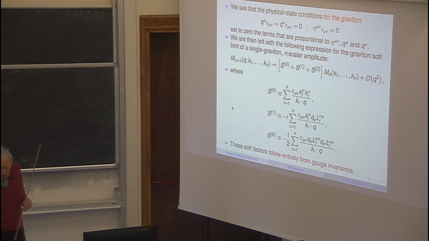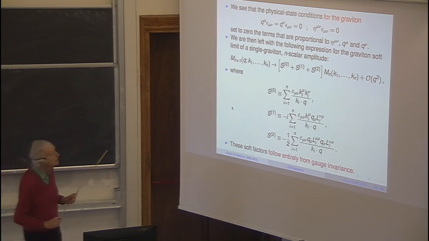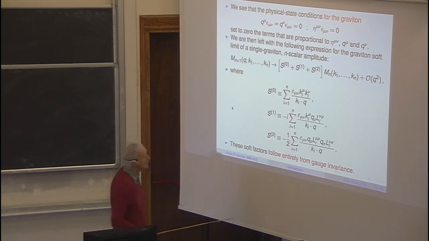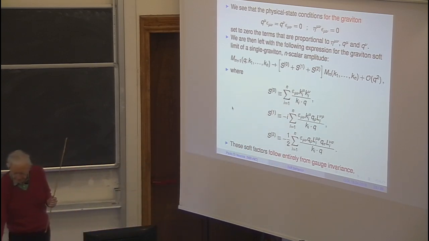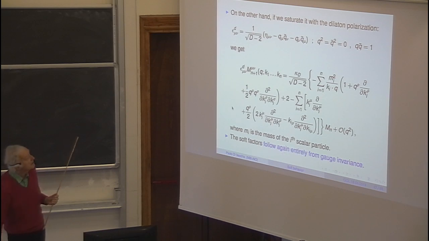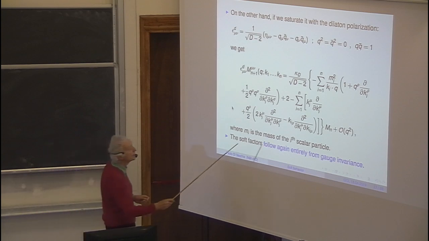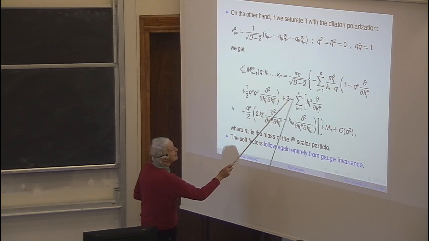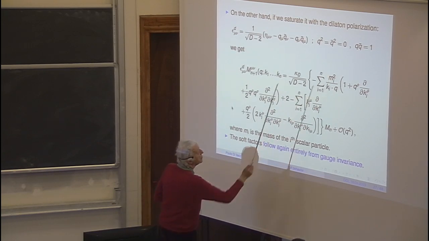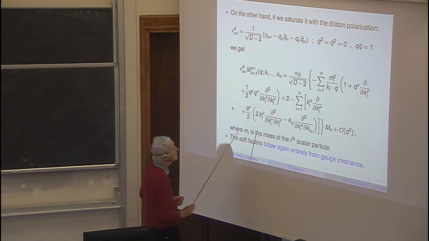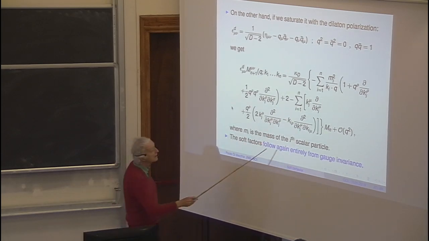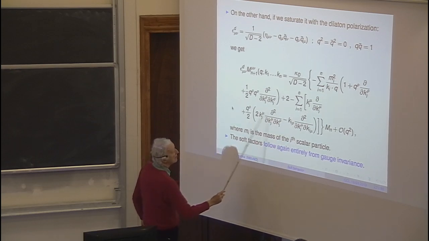Now, the physical condition for the graviton gives you the three terms. And if you saturate with the dilaton polarization, then you get a mass term here. The tachyon has a mass different from 0, so you have a term like that, which we will see appears also on the field theory dilaton, and then order q to the 0 and q to the 1.